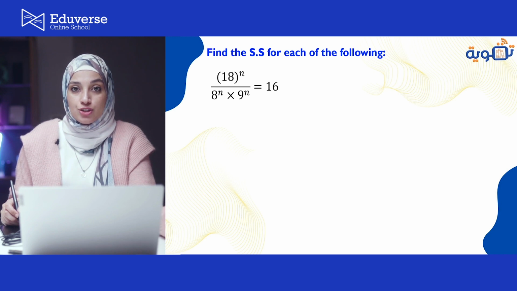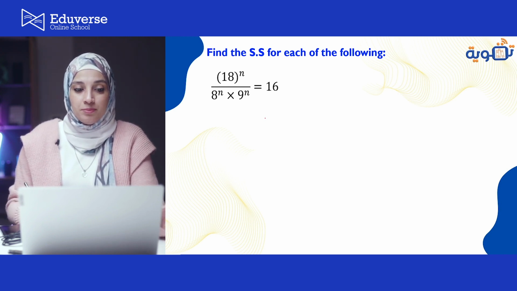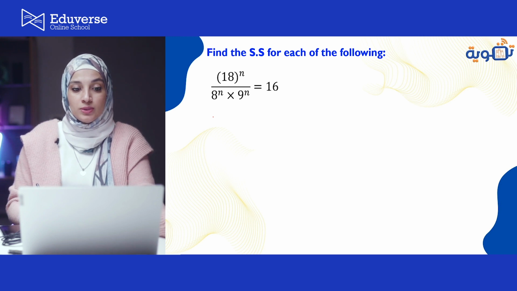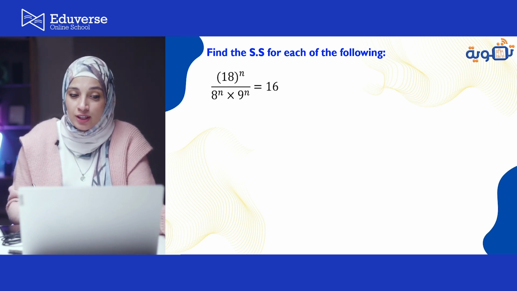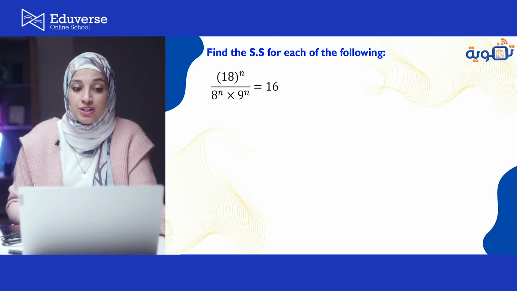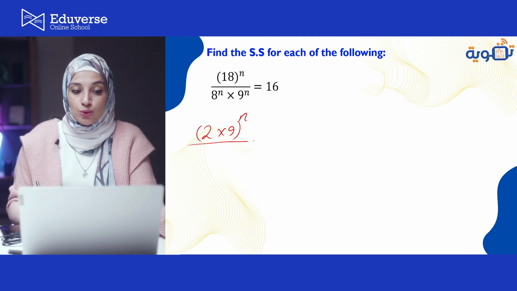First of all, I have to know what to do with this 18. I can separate it into a multiplication of two numbers. So let's search. It will be 2 multiplied by 9 or 3 multiplied by 6. But since I notice that I have 9 in the denominator, it's better to use 2 multiplied by 9, all to the power n, over 8 to the power n multiplied by 9 to the power n, all equals 16.